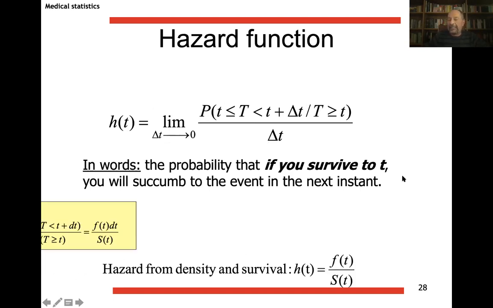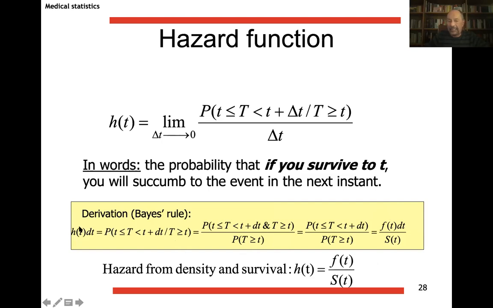And it can be derived, of course, this is the derivation you see from the Bayes rule. If this probability can be written according to Bayes in this way, which means again that you can write it simply as this ratio, which is nothing else than f(t) dt divided by S(t). So essentially it is the density function divided by the survival function.